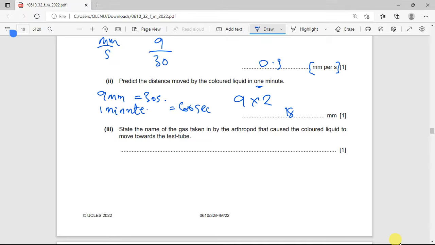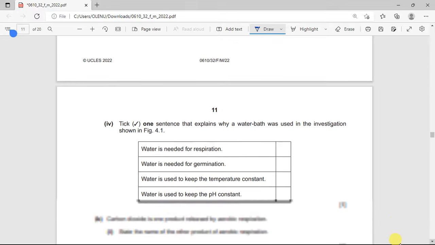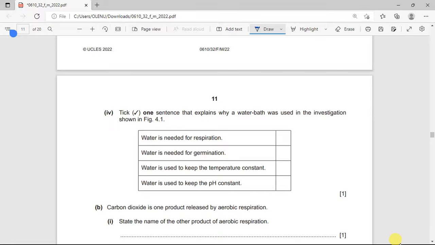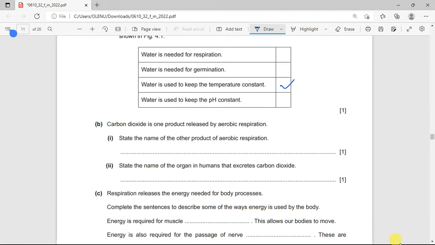State the name of the gas taken in by the arthropods that causes the colored liquid to move. Now, since it's aerobic respiration, the gas that it takes in is oxygen. So the oxygen will react with the nutrient in that process. Now, give one reason why a water bath is used. Water is used to keep the temperature constant, to maintain temperature so that the enzymes will not denature.